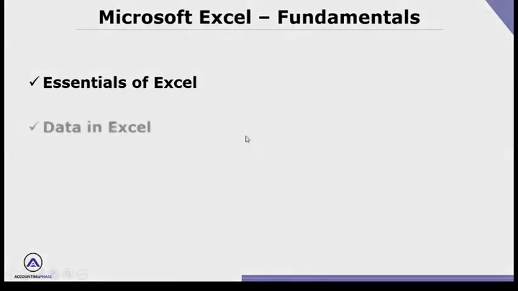Next, we're going to look at data in Microsoft Excel. Now, we'll look at different data types in Excel and their uses, that is text or string values, numeric values, Boolean values. We'll also look at cell references and cell addressing. We'll look at the basic formulas, mathematical operations such as addition, subtraction, division, multiplication in Microsoft Excel.